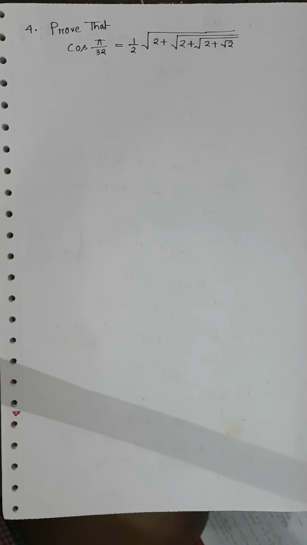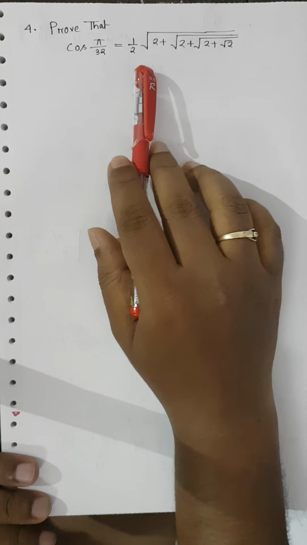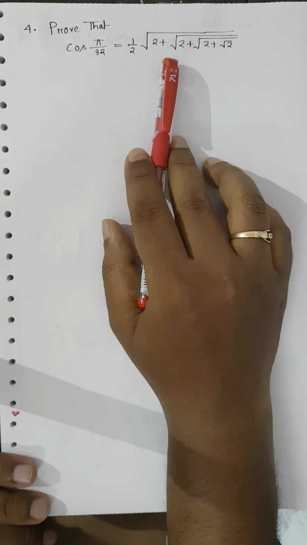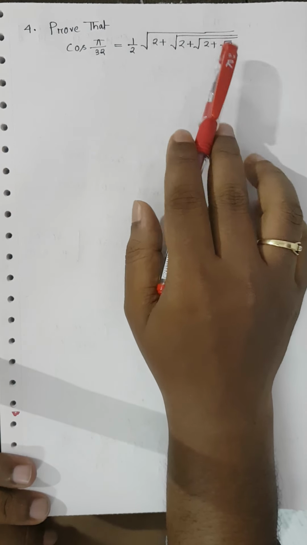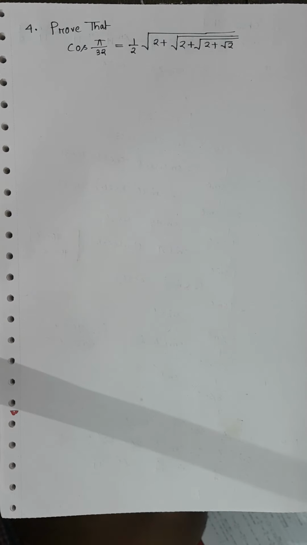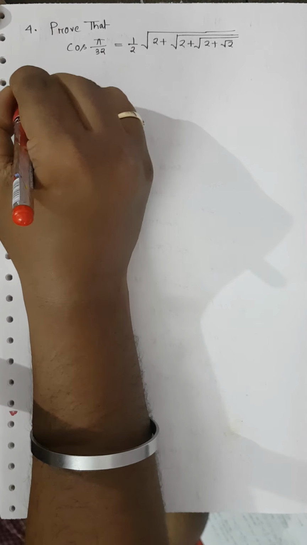Here comes question number 4. Prove that cos pi by 32 is equal to half into square root of 2 plus square root of 2 plus square root of 2 plus root 2. So this question looks difficult, but it is not that difficult. You can use simple formula of cos twice a is equal to twice cos square a minus 1, or you can say 1 plus cos twice a is equal to twice cos square a. Solution.